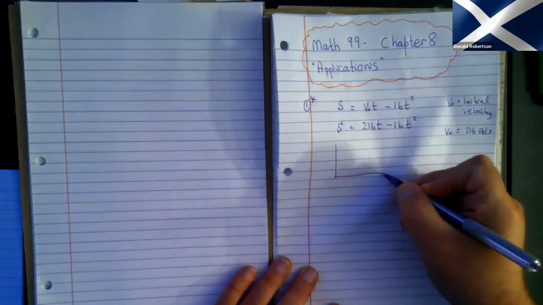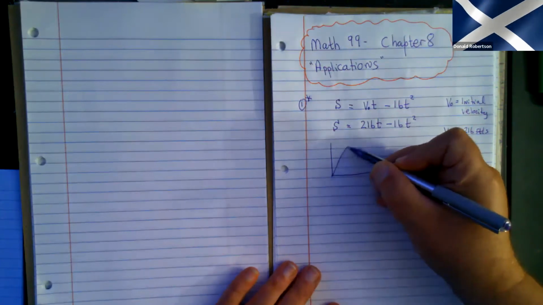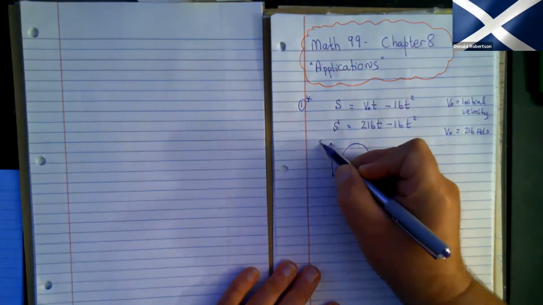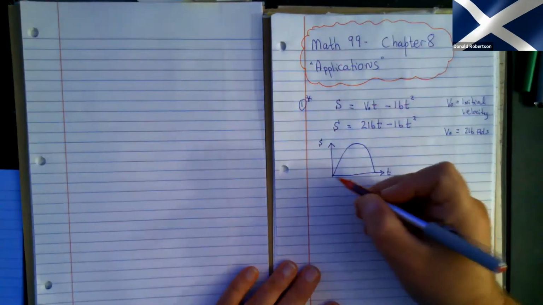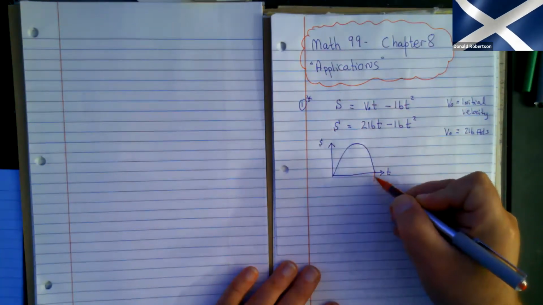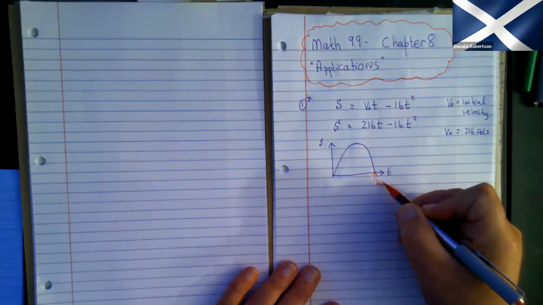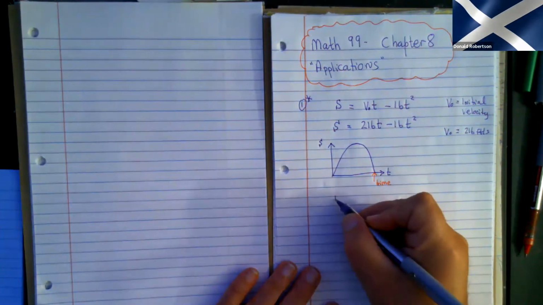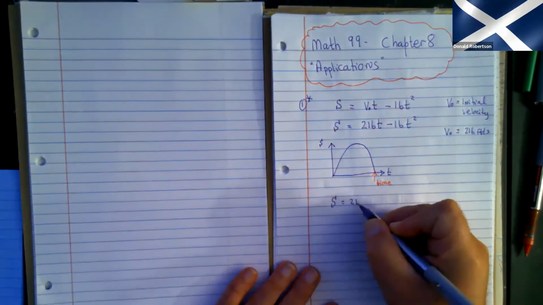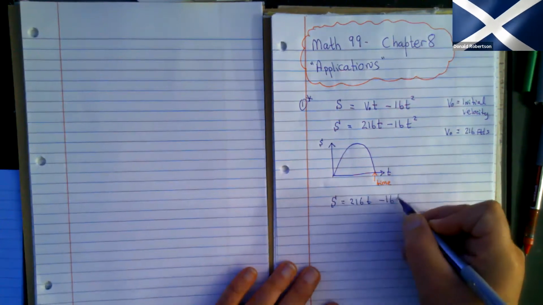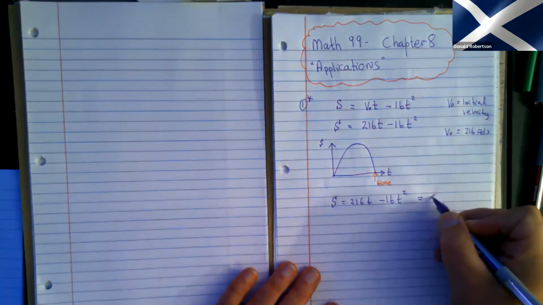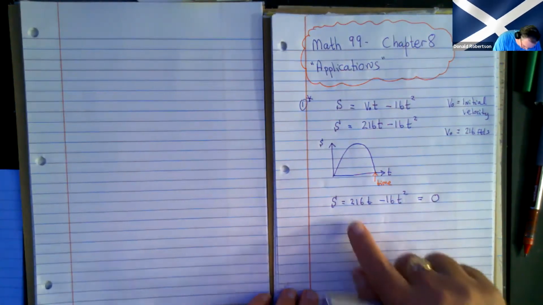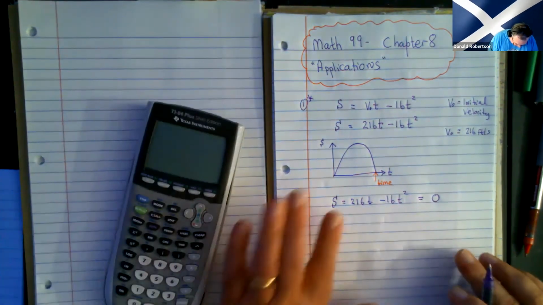If you put this into some software, you would find that it starts off, shoots into the air, and then lands. And we want to find that time. So that's our goal. So what do we have to work with? Well, we know its position, which is 216t take away 16t squared. And since it's hitting the ground, we know its position, its height, will be 0. So I'm now having to solve this equation here.